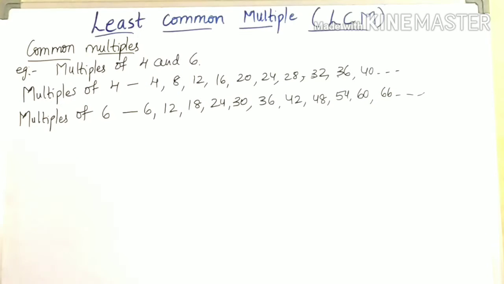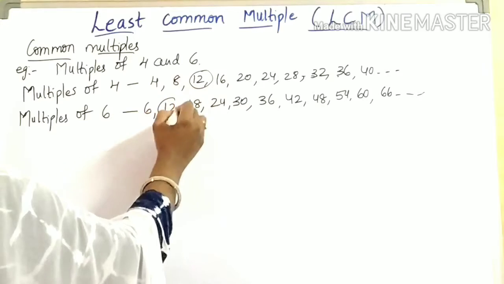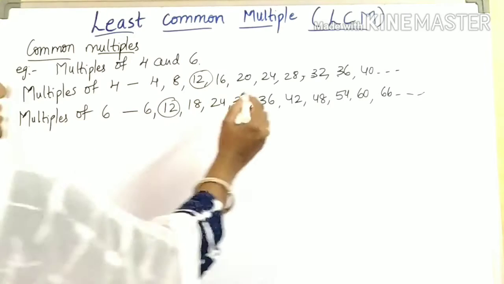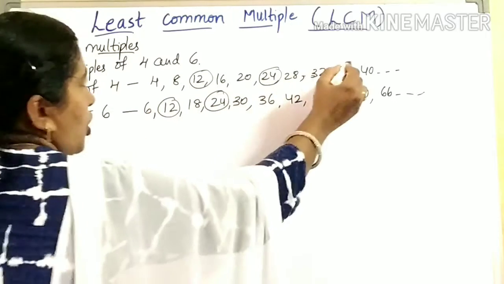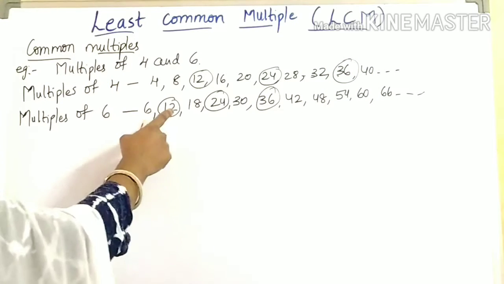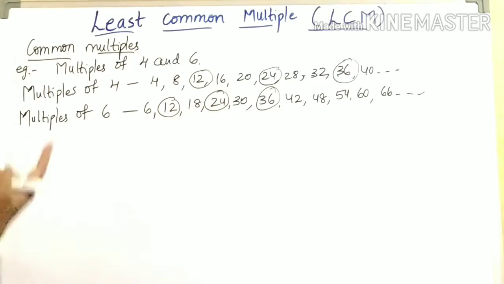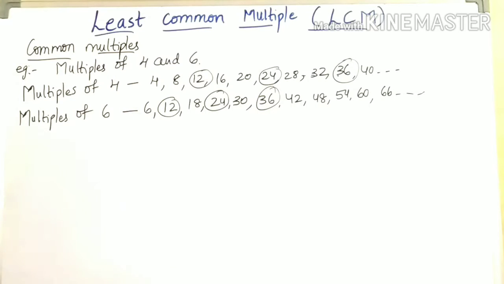So there we can write infinite multiples for any number, right? Now we'll see what is common in these two. If you observe, 12 is common in both, right? Next common number is 24, right? Next common number is 36. Yes, we are having common multiples 12, 24, 36. Still we can get more, children, because we have infinite number of multiples for every number.